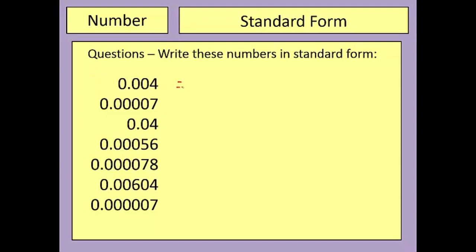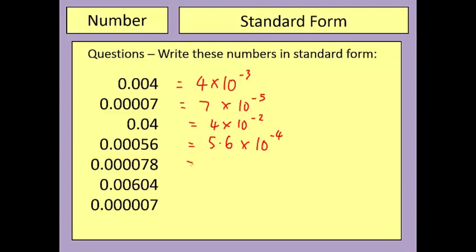Okay, here are the answers. This first one is 4 times 10 to the negative 3. This next one is 7 times 10 to the negative 5. This next one, 4 times 10 to the negative 2. And this one, 5.6 times 10 to the negative 4. This one is 7.8 times 10 to the negative 5. And 6.04 times 10 to the negative 3. And finally 7 times 10 to the negative 6.